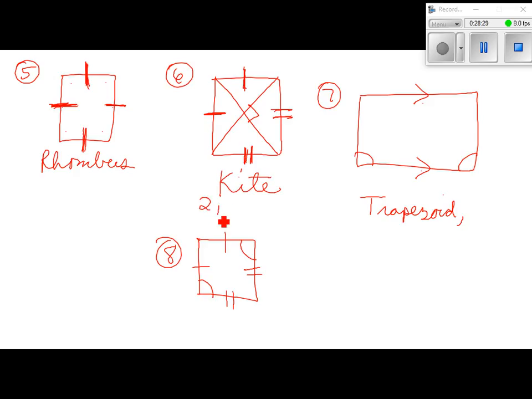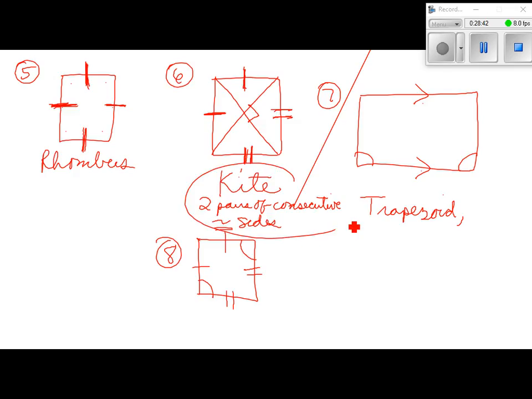Two pairs of consecutive congruent sides. That would be your reason for that one being a kite. To be a trapezoid, we know this is a trapezoid because it's got one pair of parallel sides. Got to be able to write this stuff out on the test and explain it. One pair of parallel sides.